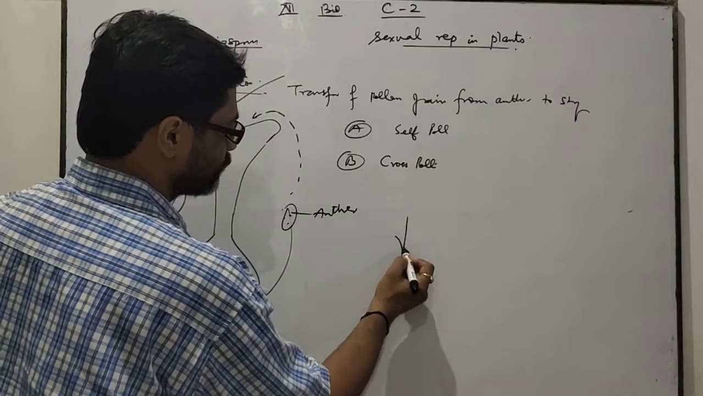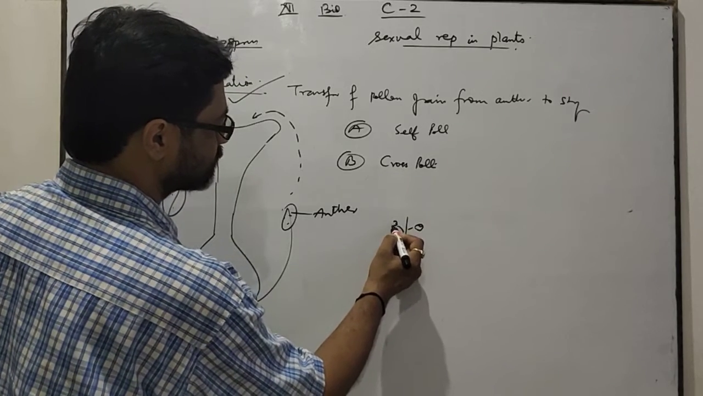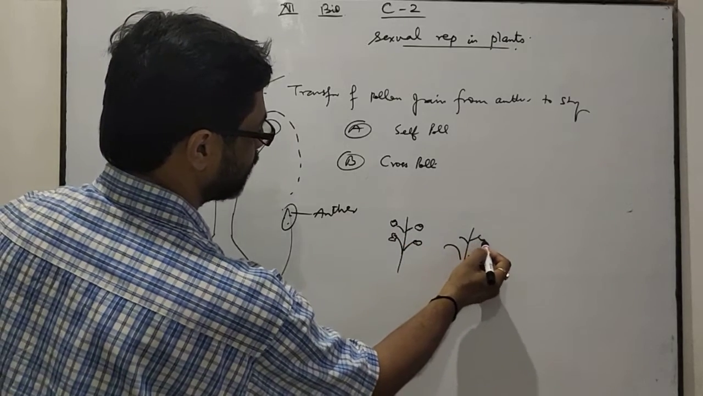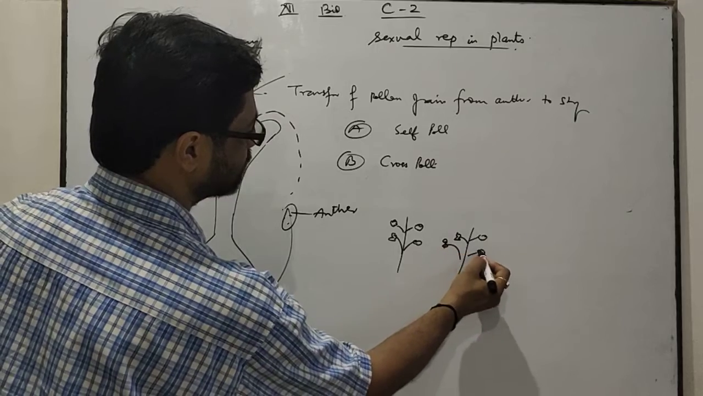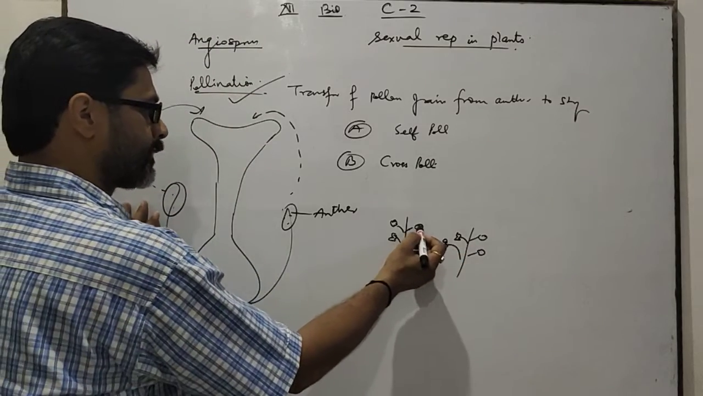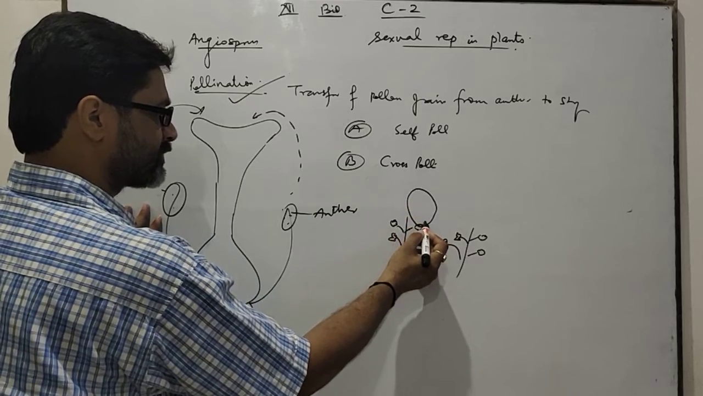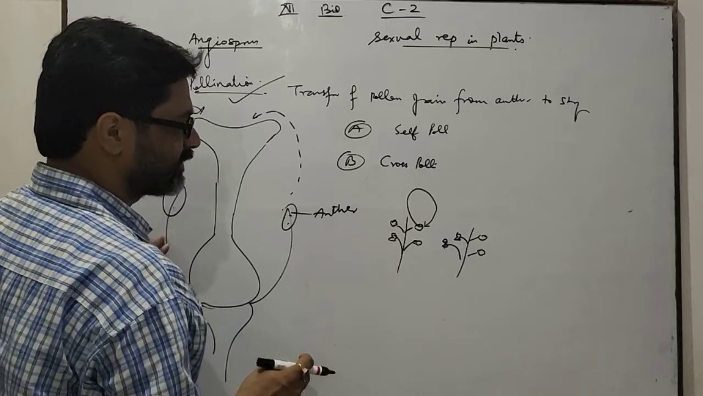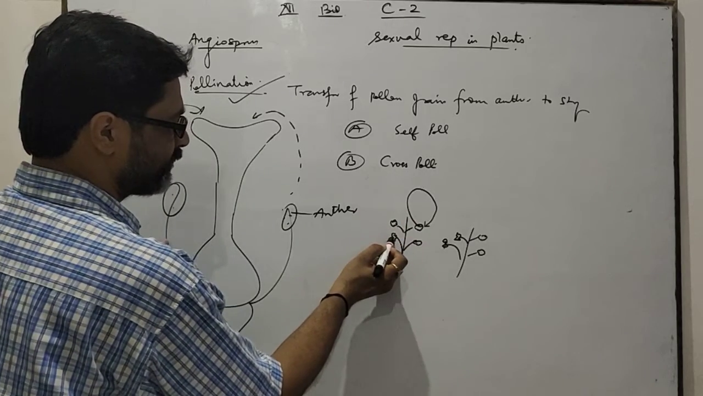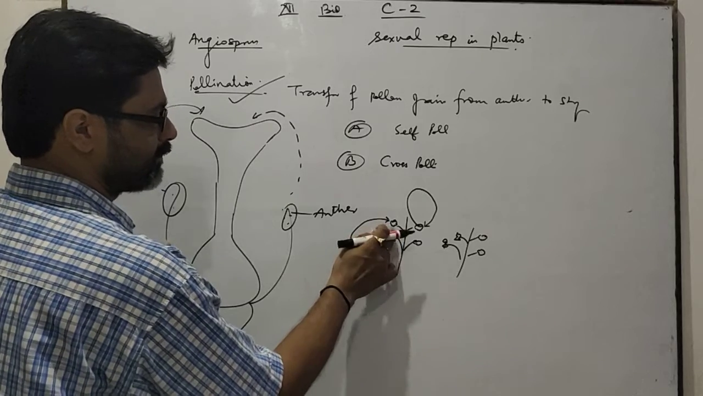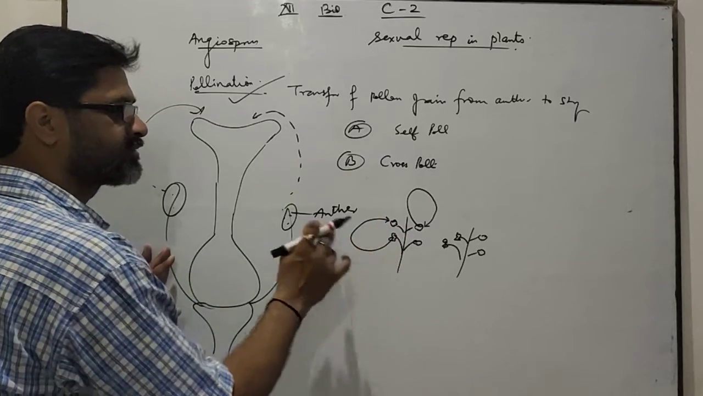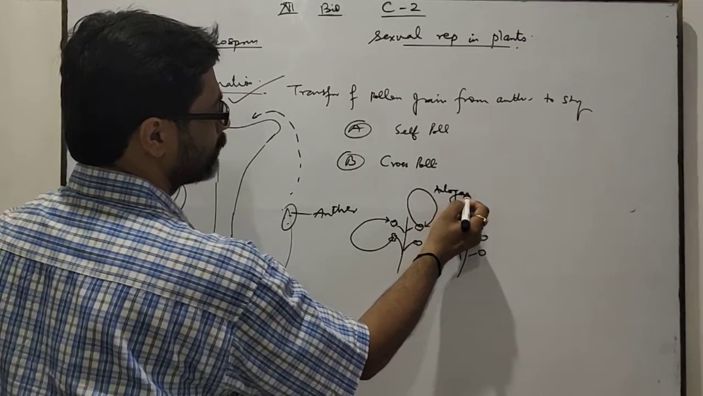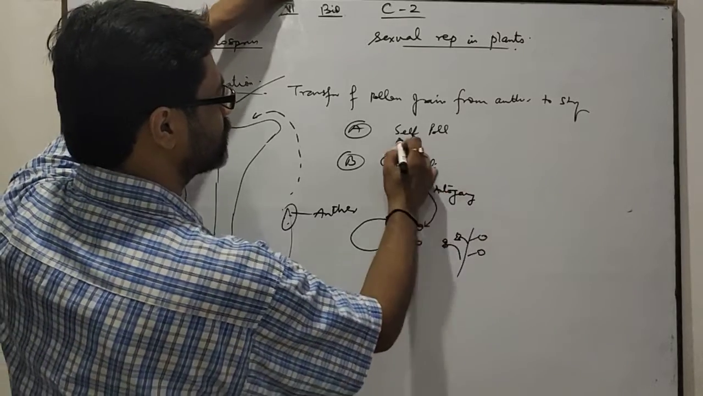If the plant is the same, suppose this is the flower, this is another flower, this one is another flower here, like this. This one is another plant having some flowers like this. If pollen grain of this flower transfers to the same flower, this is called self-pollination. If pollen grain of one flower transfers to another flower of the same plant, then it is also called self-pollination. But this one is called geitonogamy. Means you can say self-pollination is also of two types.